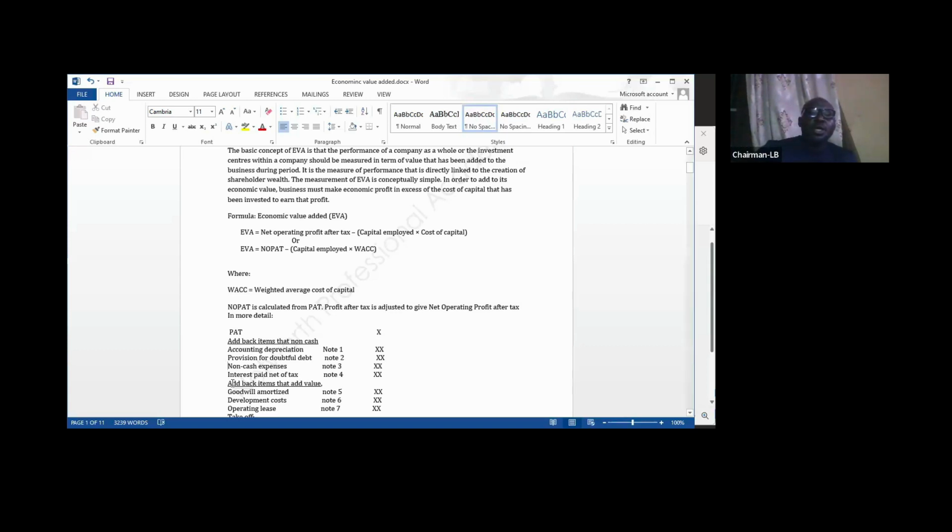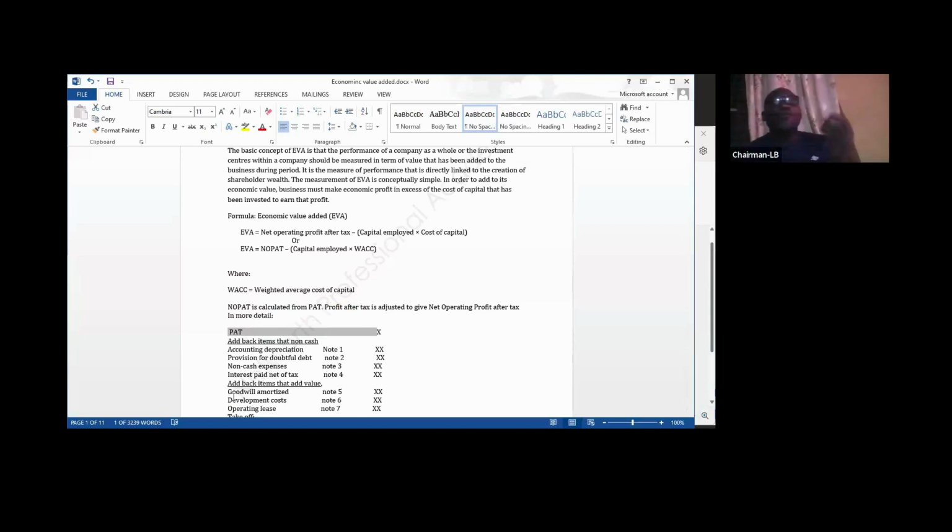Then your interest paid net of tax. Please watch out. You know you have profit after tax. That means we have paid interest. You are going to return interest paid net of tax, add back. Also, goodwill amortized.